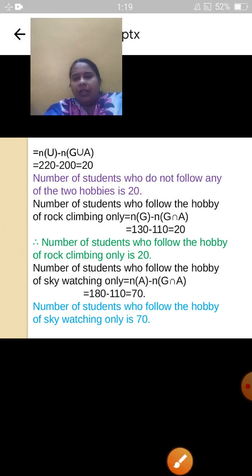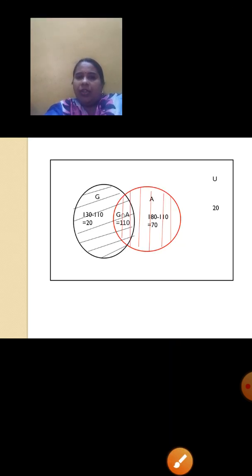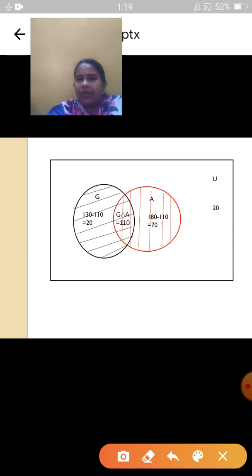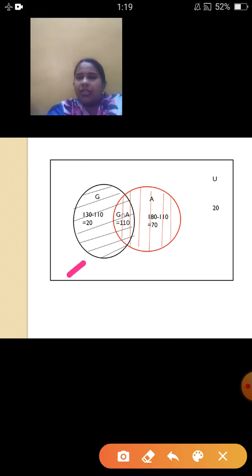Okay. Then I have drawn the Venn diagram finally to make the concept clear. Concentrate, try to understand. First thing is universal set that I have represented here. This set G is those students, those who have their hobby as rock climbing. Set A is those students, those who have their hobby of sky watching.